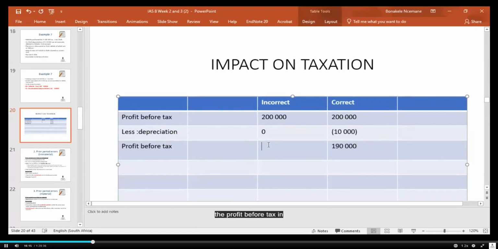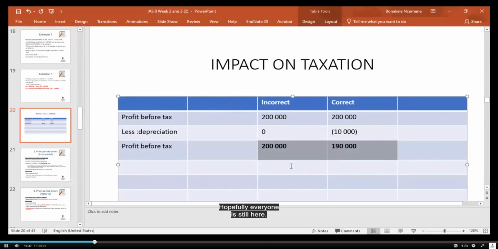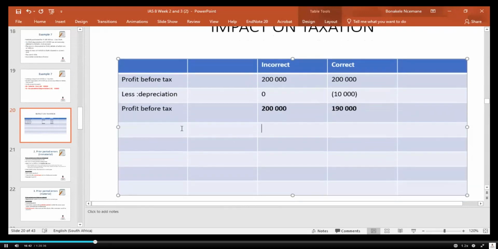Instead, the profit before tax in the current year is how much? It's 200,000. Can you indicate that you're still with me by saying yes? Yes. All right. Hopefully, everyone is still here. So, in calculating your current tax calculation, you would have first added back depreciation.